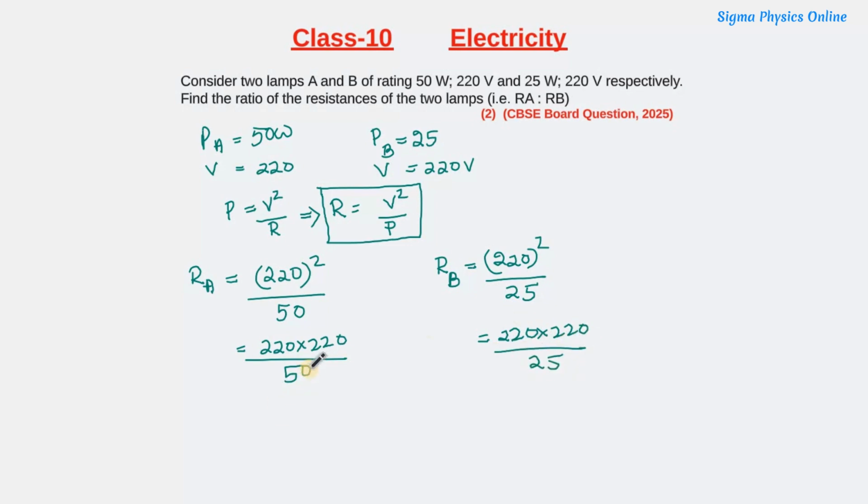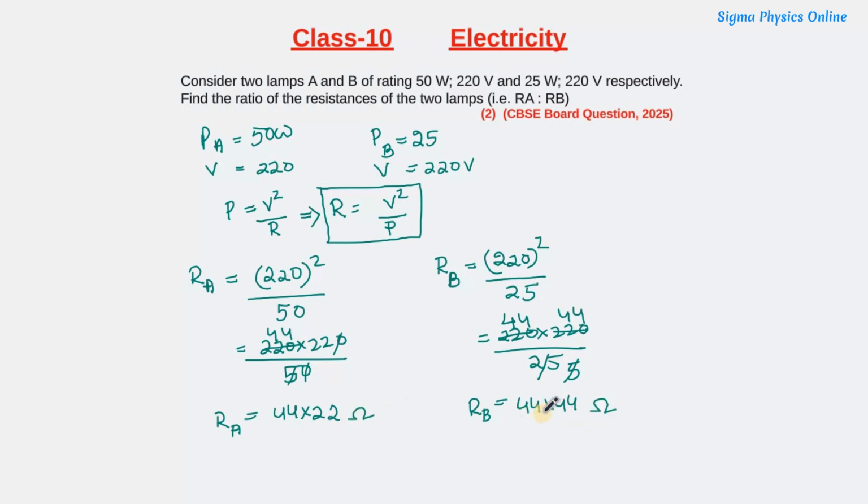by 25. Now 5 into 44 is 220, so we get here 44 into 22. Hence the resistance of bulb A is 44 into 22. Similarly for the bulb B, 5 into 44 is 220 again, so it is 44 into 44. So the resistance of bulb B is 44 into 44 ohm.